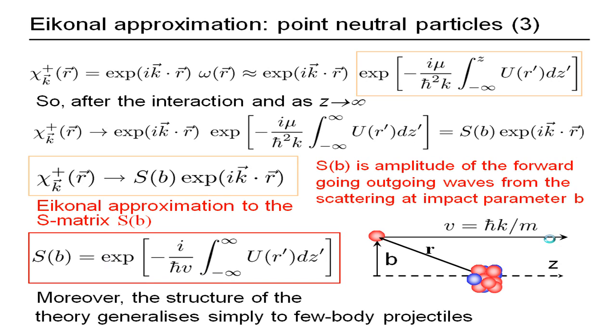But the philosophy of doing this is not because it saves us time and allows us to avoid solving differential equations. The real advantage of doing this is that when we don't have just a simple projectile like a nucleon or an ion, when we've got some composite objects, maybe helium-8 or helium-6 that we talked about yesterday, this theory generalizes in a very simple way to few-body projectiles. That's where the power of this method is, not really in the fact that the S matrix is easier to calculate.